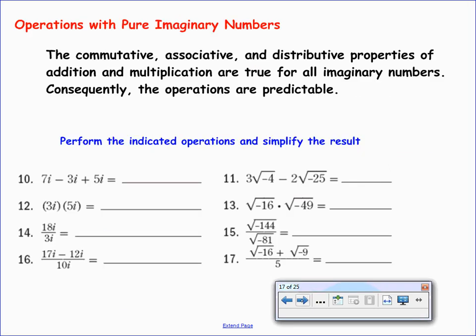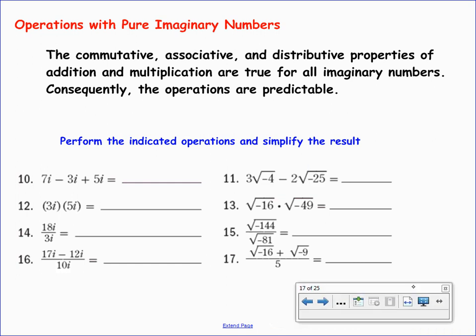Let's go ahead then and practice some operations. Operations with pure imaginary numbers are easy. The commutative, associative, distributive properties of addition and multiplication are true for all imaginary numbers. Consequently, the operations are predictable. What? It means that we can combine like terms.